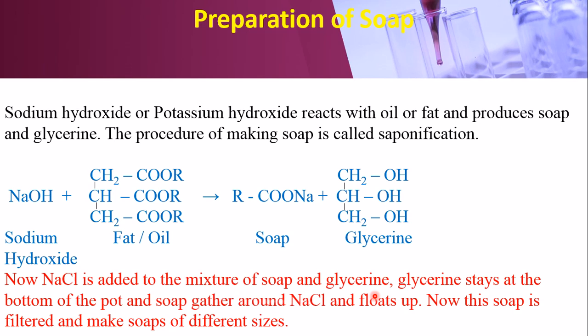Now, the products soap and glycerin are mixed together. To separate soap from the mixture, sodium chloride is added. When sodium chloride is added in the mixture of soap and glycerin, glycerin stays at the bottom of the pot, but soap gathers around sodium chloride and floats up. Now this soap is filtered and makes soaps of different sizes.